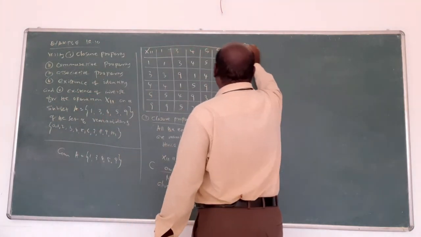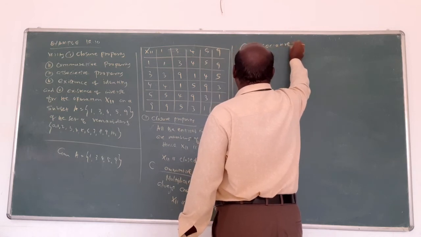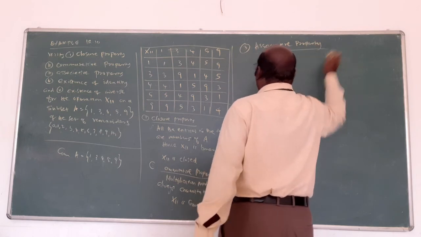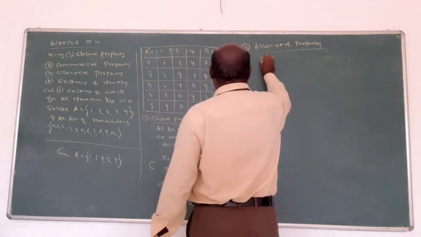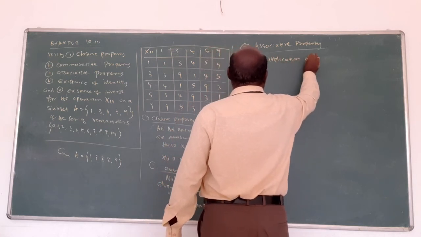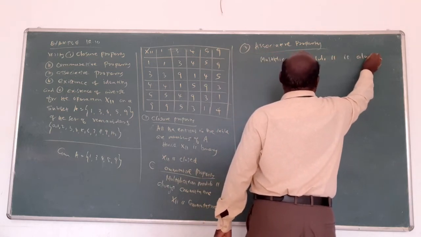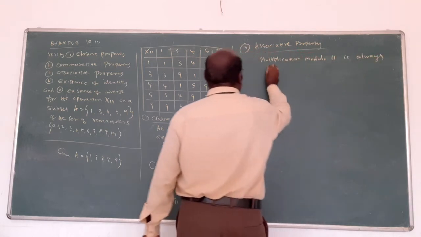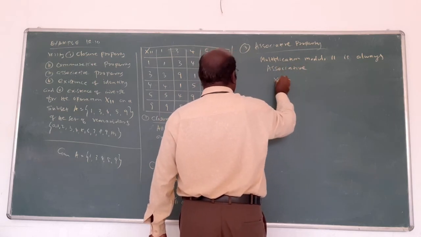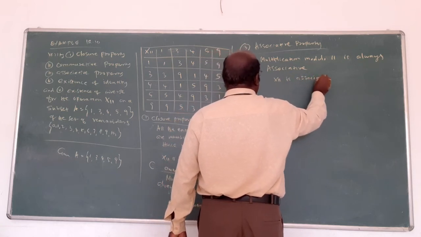Third one, associative property. What I told you? Multiplication modulo 11 is always associative. That's why multiplication modulo 11 is associative.